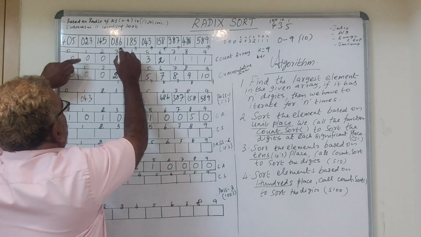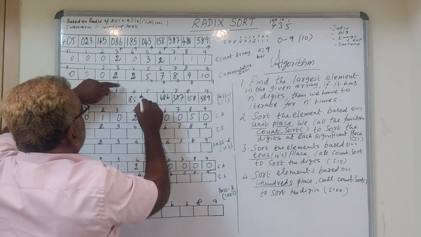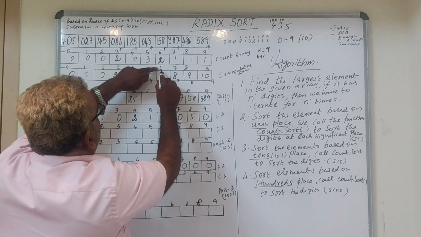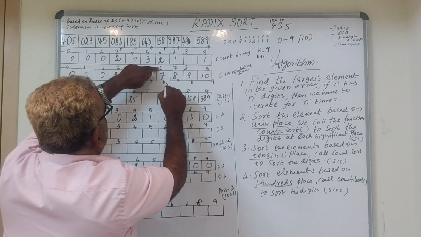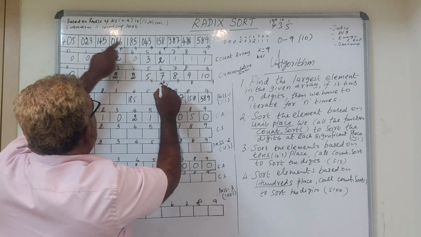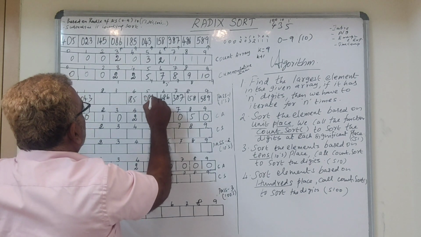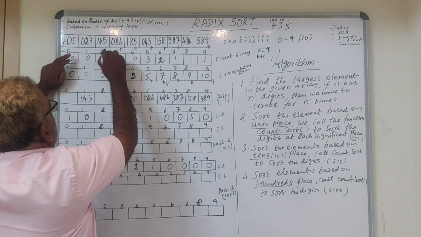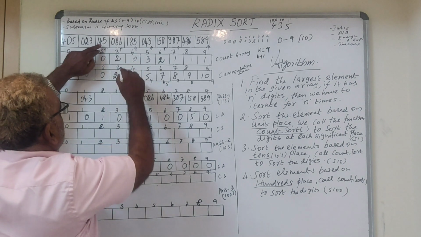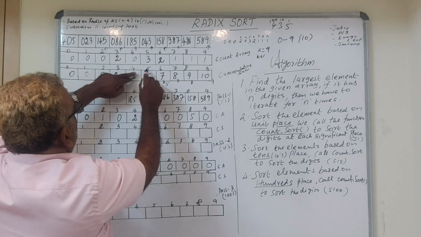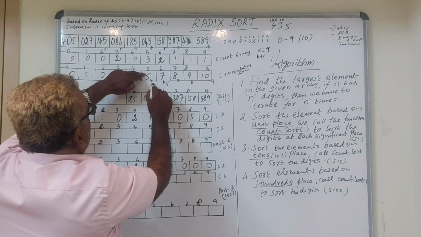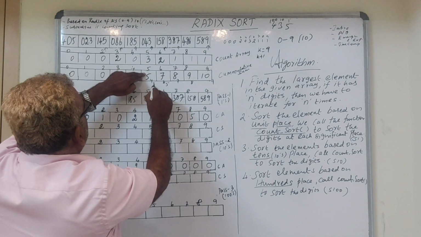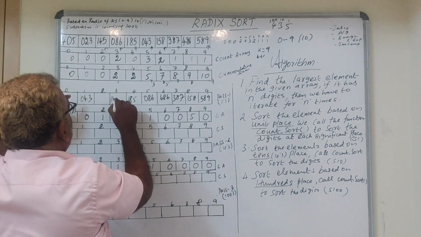Okay, so then it is 6. Go to location 6 and reduce this value to 5. Go to location 5, store the value 086. Similarly, the next value is 145. So go to location 5. It is already 4, now 3. At location 3, store the value 145.